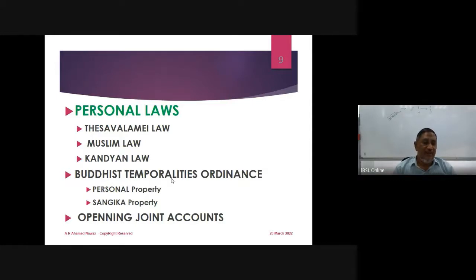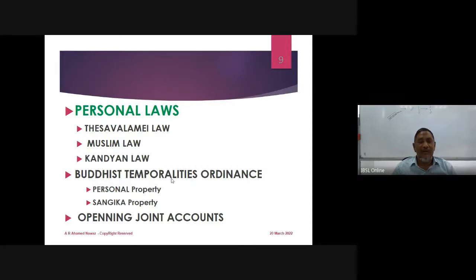What is the impact of Tesawalame law for us is that married women cannot get into a contract, any contract for that matter, without the husband's written consent. This is the law. Therefore, whenever a Tamil lady comes to open an account, we have to verify whether she is coming under Tesawalame law or not. If she is, then we have to take the husband's written consent. Otherwise, that contract will be legally not enforceable, null and void.